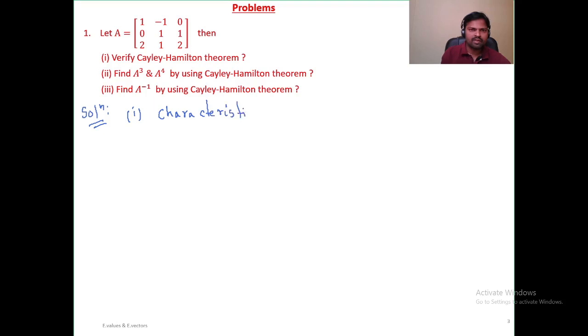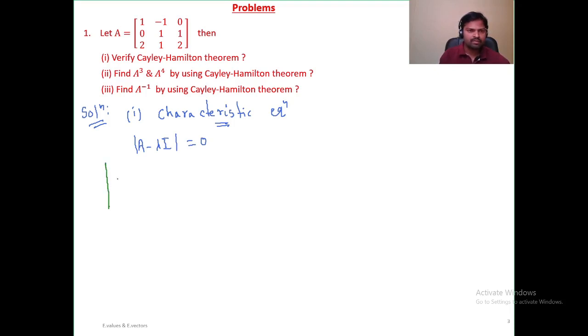After that we will verify. Okay. Characteristic equation. So therefore, A minus lambda I equal to 0. So now let us substitute back what is A.